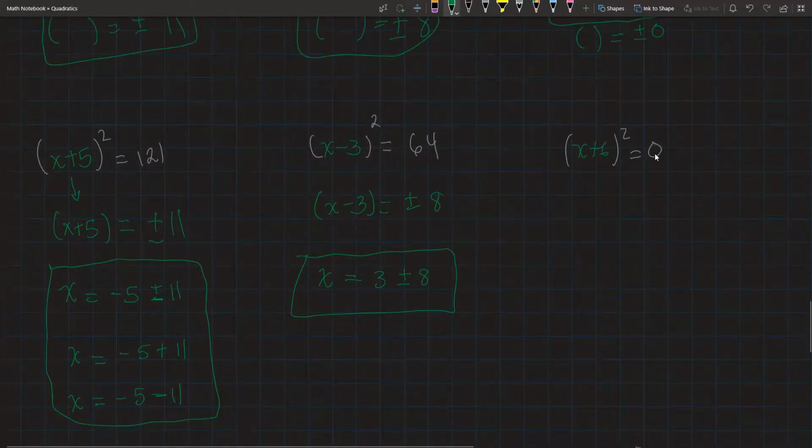And then how many things can we square to get a 0? That one is just one number. x plus 6 equals 0. And that means that x equals negative 6.